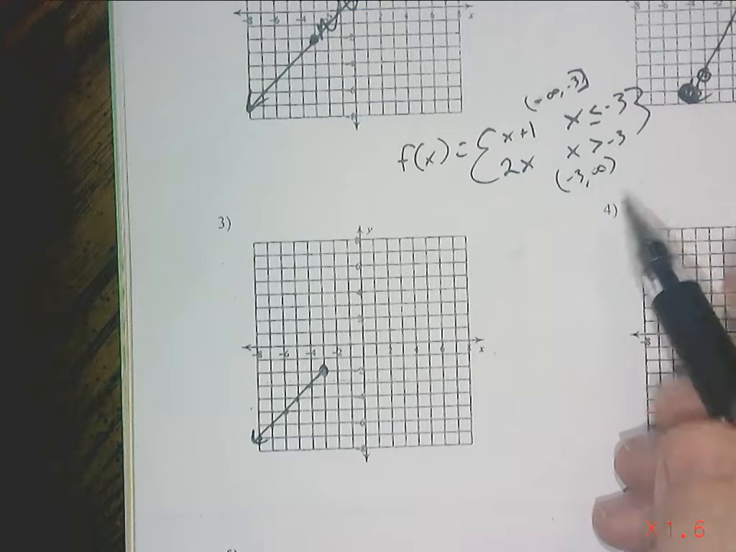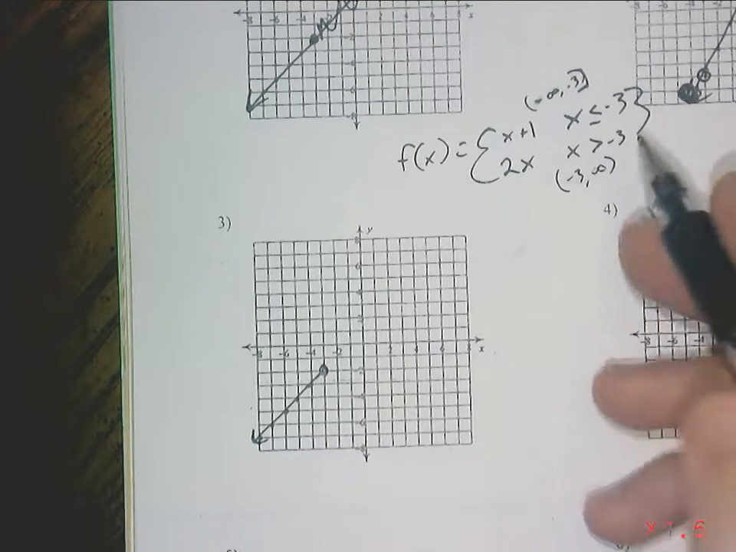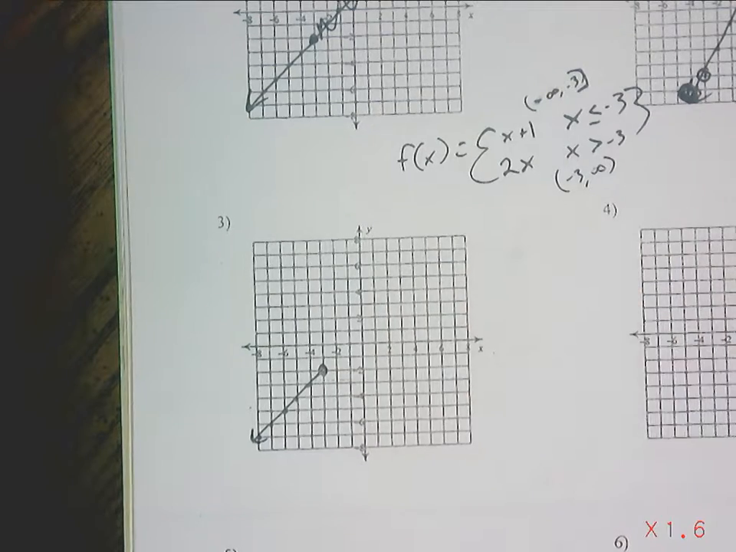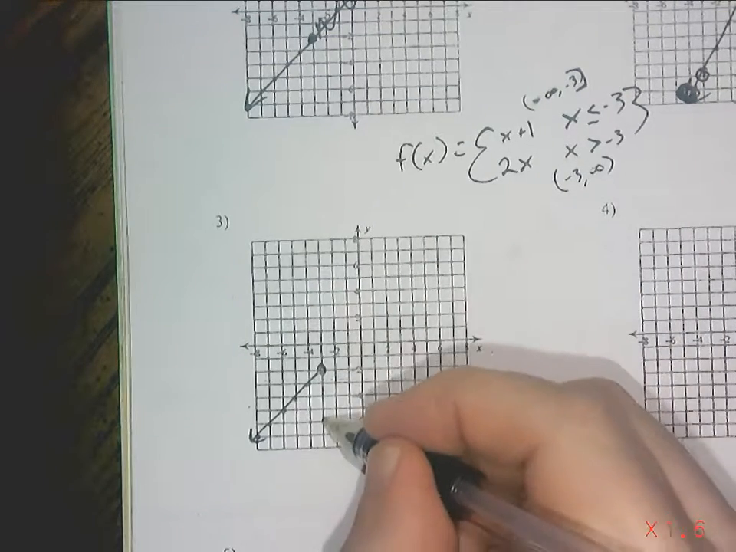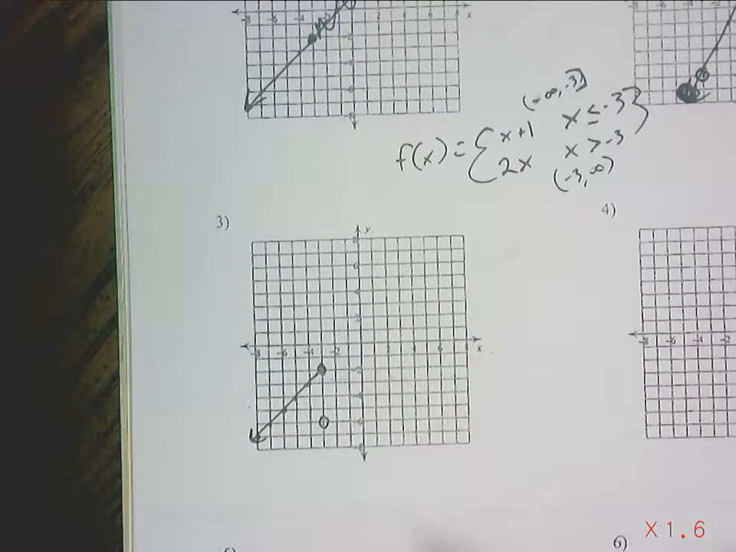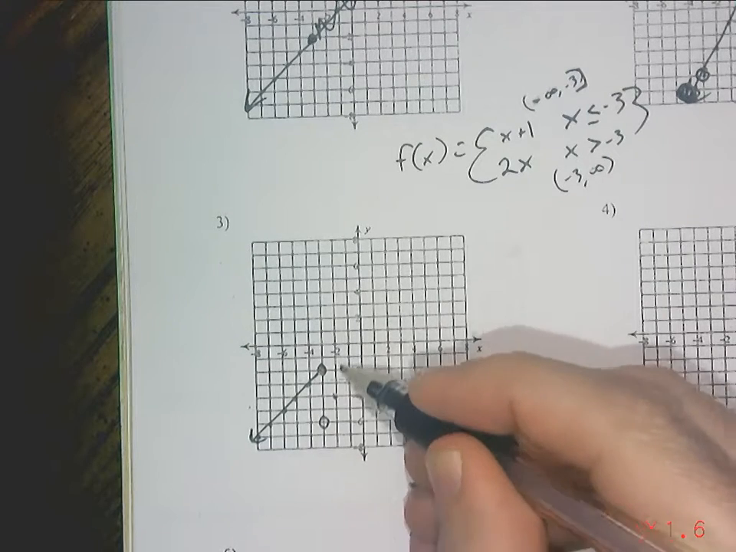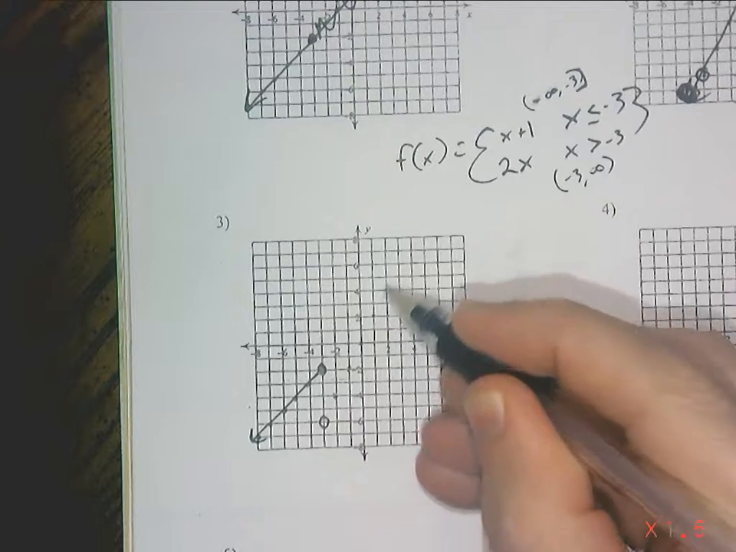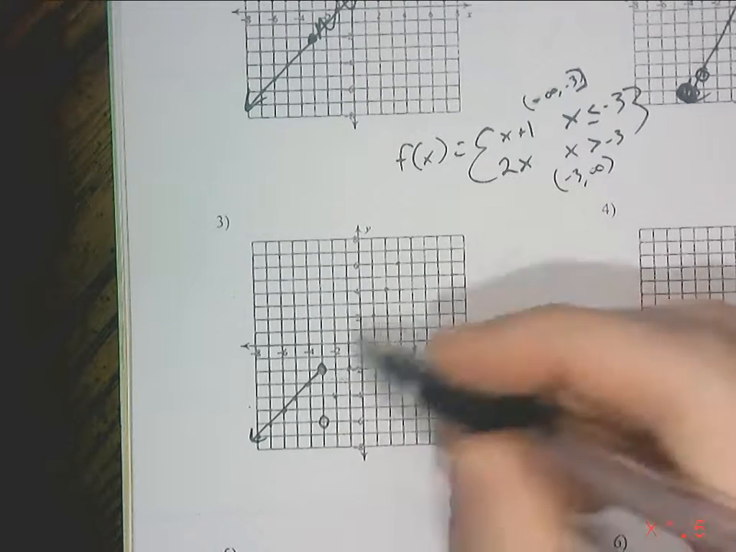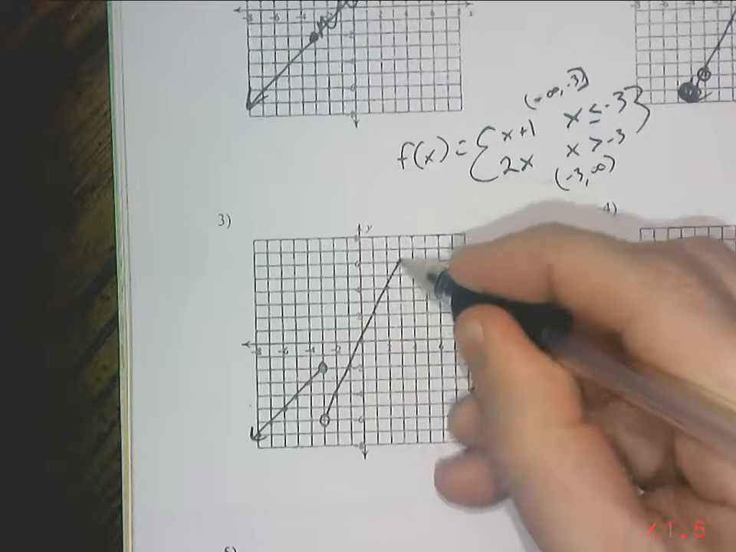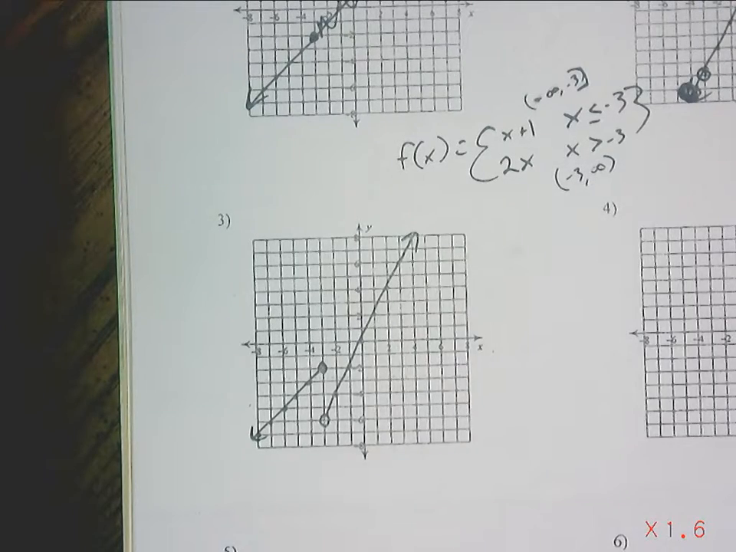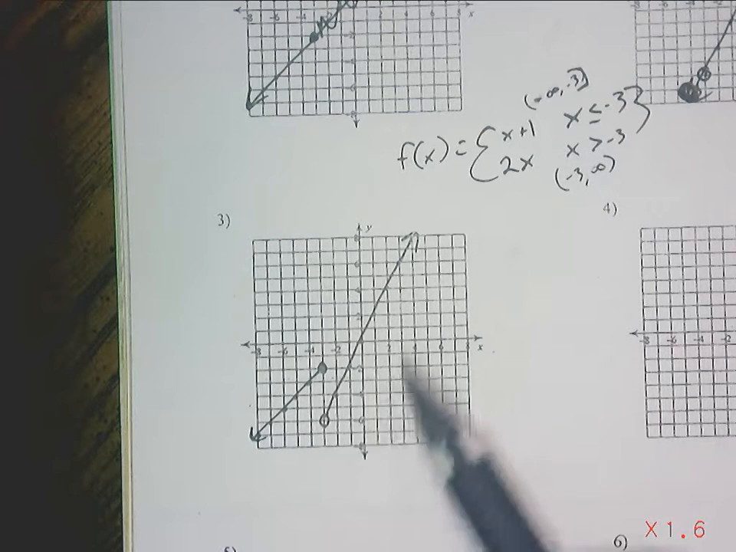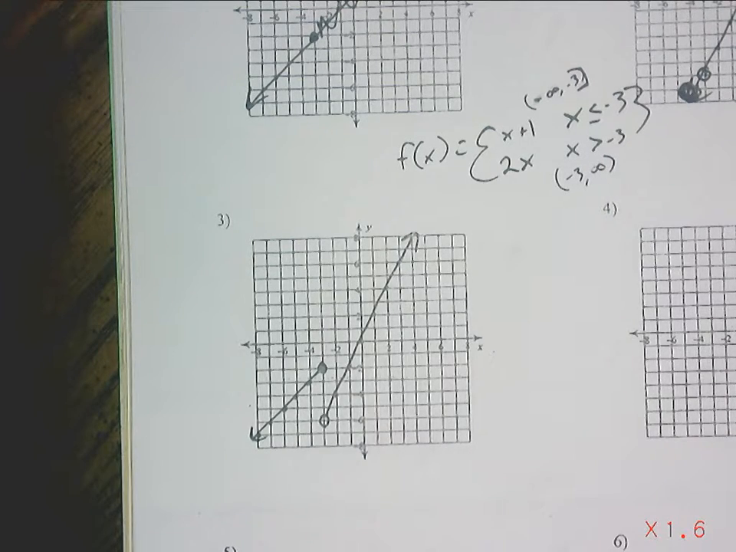This graph does not include negative 3, so it would have an open circle at negative 3, and it was at negative 6. So it'd have an open circle right here, and it's going up 2 over 1 the rest of the way. And that is how piecewise functions work. So when you see a graph with two lines, and one has a closed circle, one has an open circle, that's a domain basically switching between two functions.